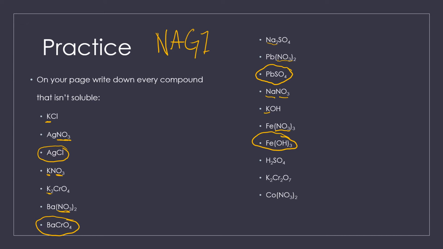Hydrogen sulfate has a group 1. Potassium dichromate has a group 1. And then our last one here has a nitrate, so those 3 are all going to be soluble. So our only 4 insoluble compounds on here were silver chloride, barium chromate, lead sulfate, and iron hydroxide, iron 3 hydroxide. Okay, I hope that makes a little bit more sense on how you use your solubility rules to determine if something will stay dissolved in solution or if it will come out as a solid.